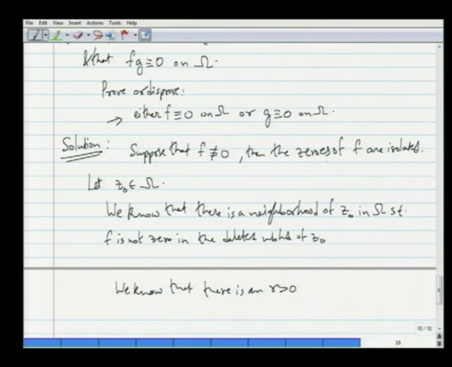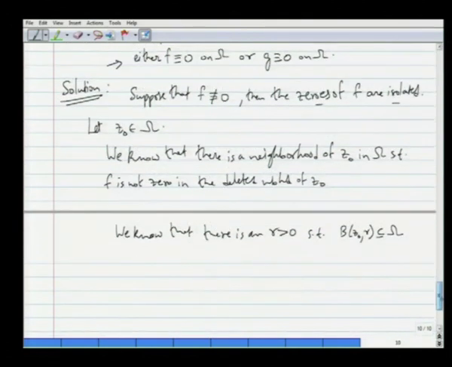Okay. So, there are two cases. If f of z naught is 0, then we know this by the isolated zeros of f. And if f of z naught is non-zero, then we know by the continuity of f that there is an R positive such that B(z naught, R) is contained in omega. This is by the openness of omega. And f of z is non-zero for z belonging to B prime of z naught, R.